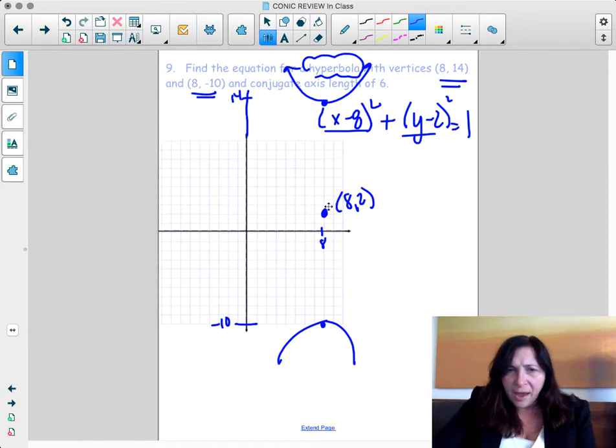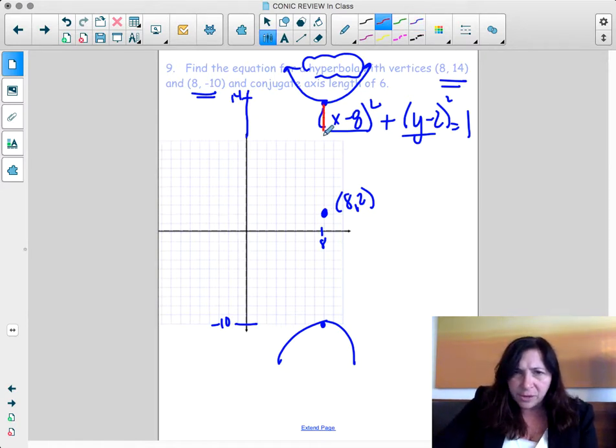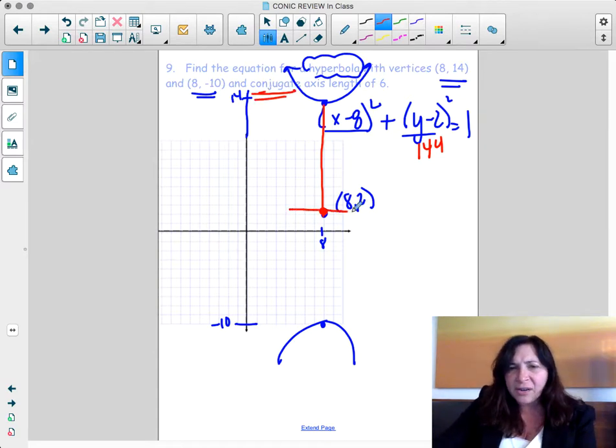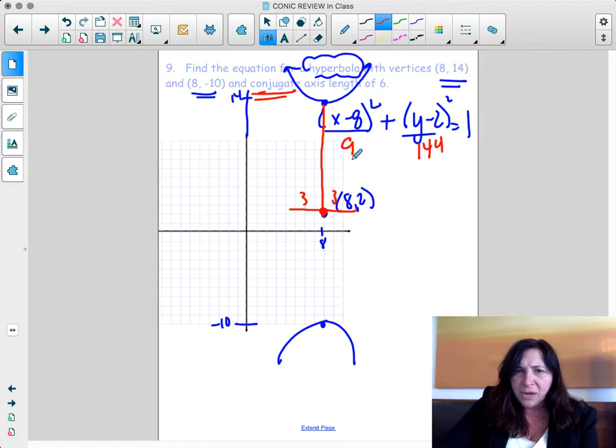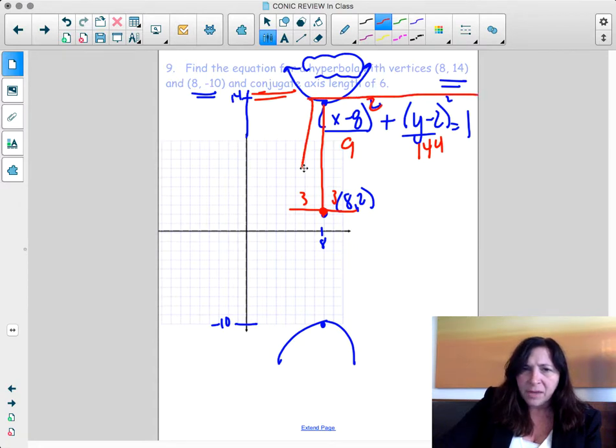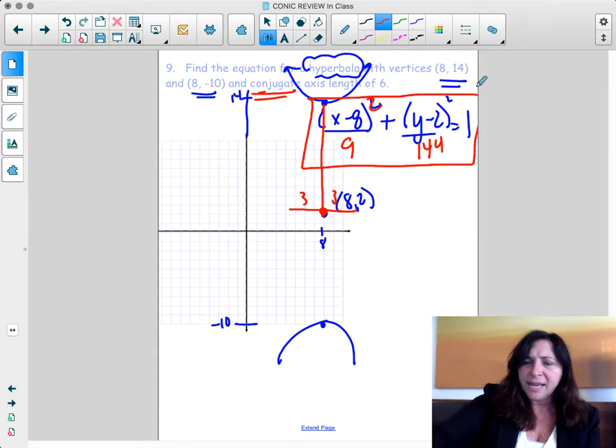I know that because this distance from here to here, what did we say that was, 12? That means under y is 144. My conjugate axis, remember, that's the axis that goes across like that but doesn't connect anything. That's 6. So that means I went 3 to the left and 3 to the right, which means underneath this is a 9. All right, so this is my equation of my hyperbola in standard form.